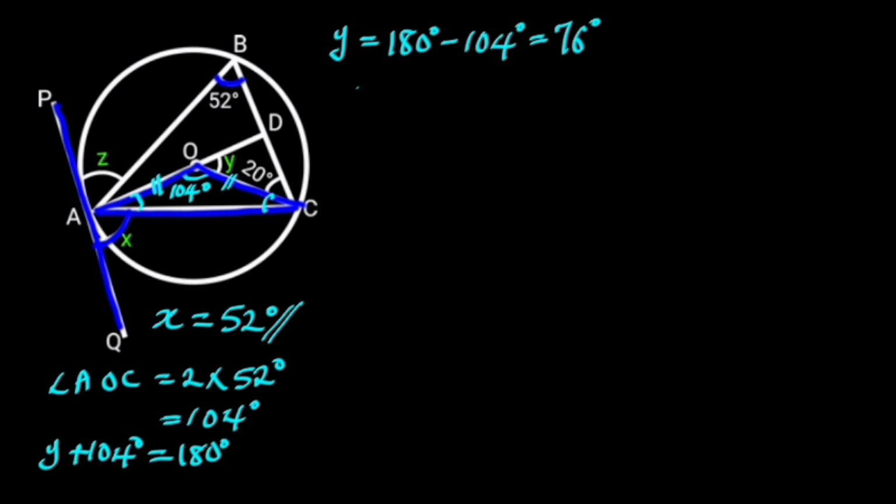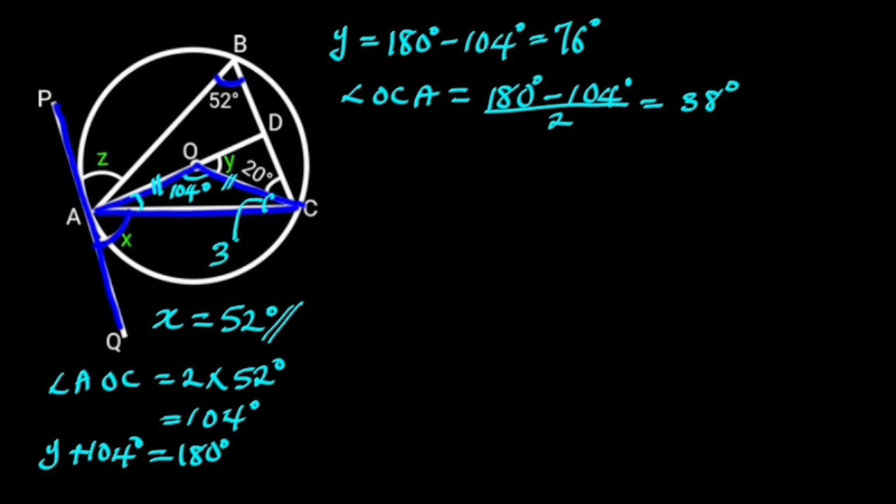Going further, let's find angle OCA. This will enable us to find angle Z easily. Since angle OCA is a base angle of an isosceles triangle, it follows that angle OCA is equal to 180 degrees minus 104 degrees, divided by 2, which is 38 degrees. Now we have known angle OCA. Let's go ahead and find angle Z.